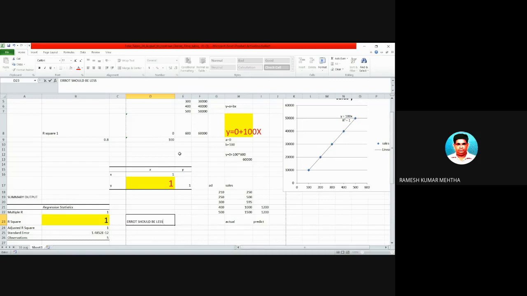But on the contrary, if the predictor is not able to predict, the error will be very high. For example, if the prediction is 1200 and the actual is 1200, means what? Both are same. Actual also is same, and prediction also is same. So it is able to actually predict the actual sales. So both actual and predicted sales are equal. So this is the importance of regression.